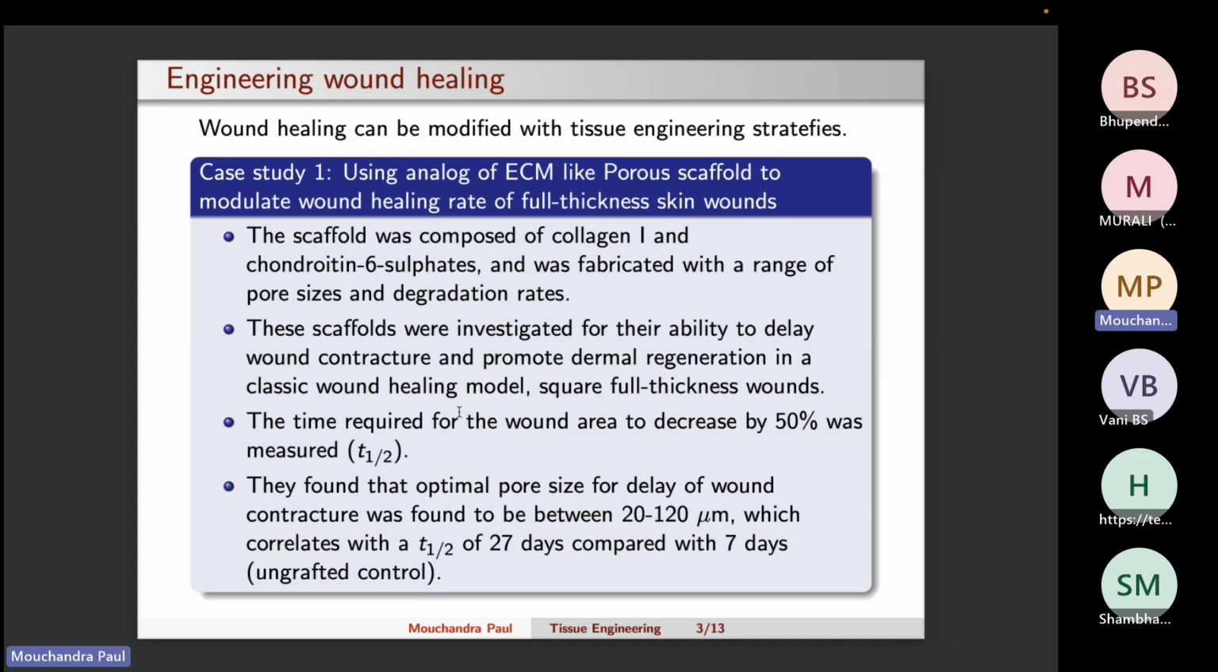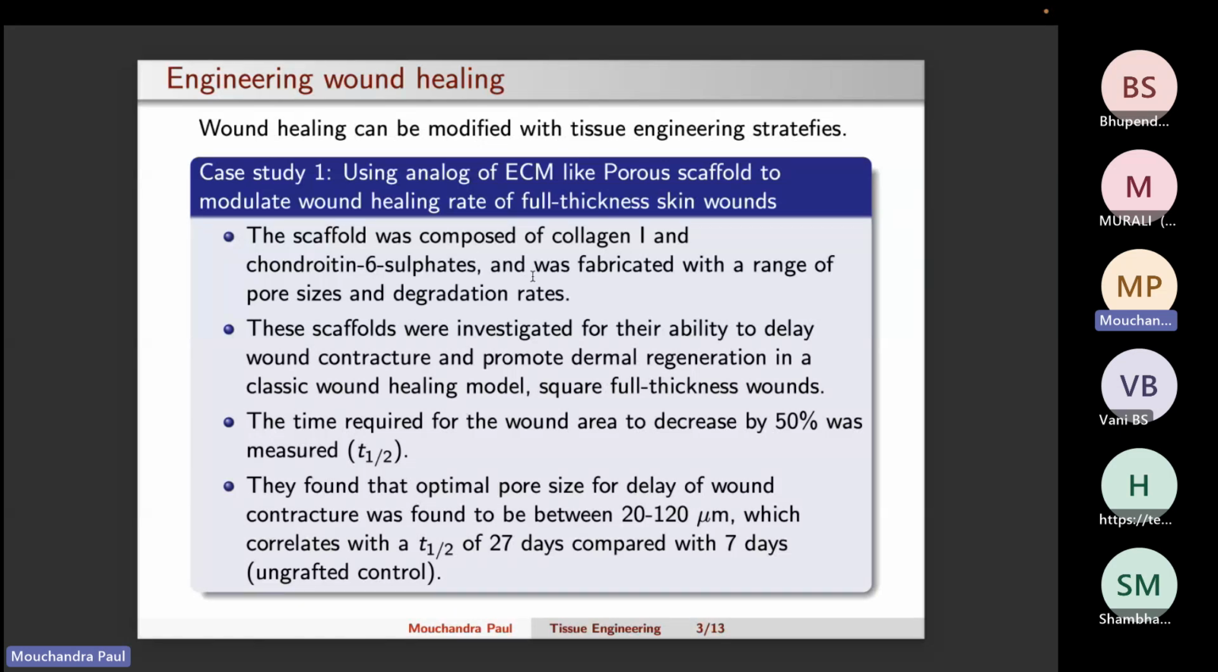How people have done it, we will see in case study 1. There they have used an analog of ECM, that is extracellular matrix, like a porous scaffold, to modulate the healing rate of a full thickness skin wound. By full thickness skin wound, I mean a wound where both the epidermis and the dermis layers are lost. They made a scaffold, or an artificial extracellular matrix, made up of collagen type 1 and chondroitin 6 sulfate.